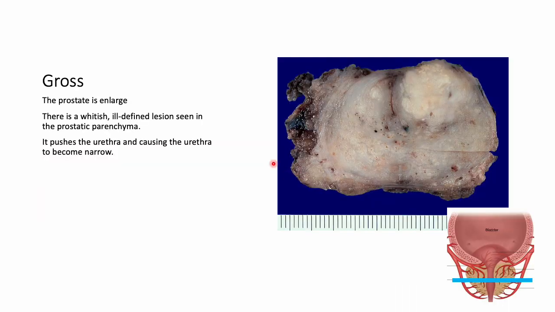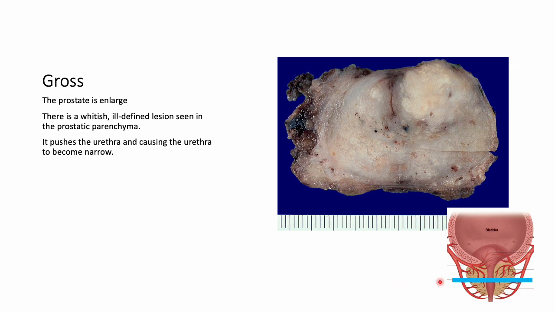Okay, for the pathology, grossly the prostate is enlarged. There is a whitish ill-defined lesion in the prostatic parenchyma. So this is a prostate. This is how they cut it. Just to help you orientate, they cut the prostate this way, so there is a cross section from here.